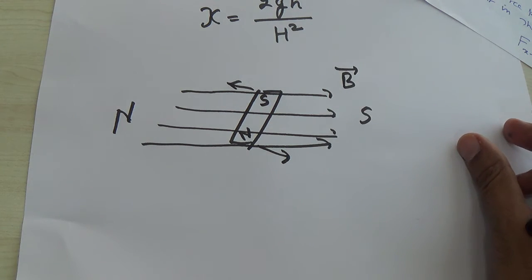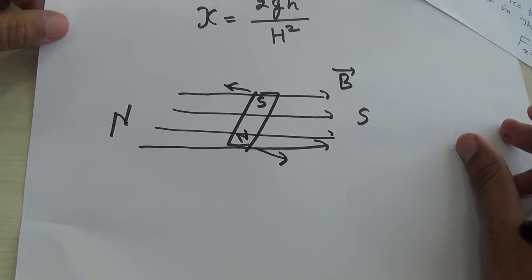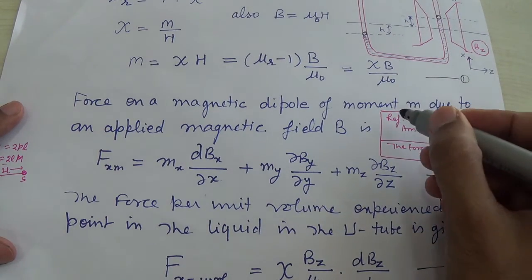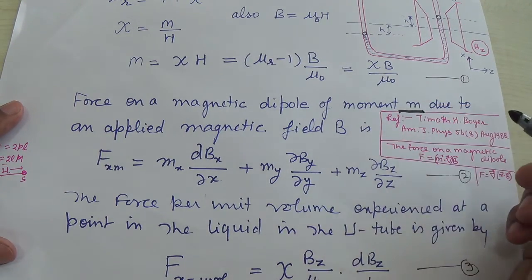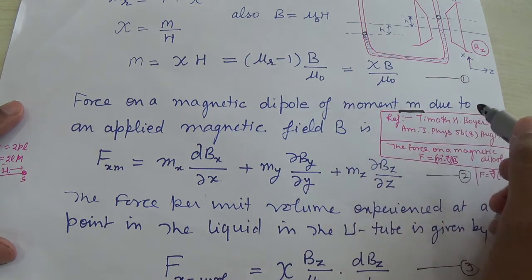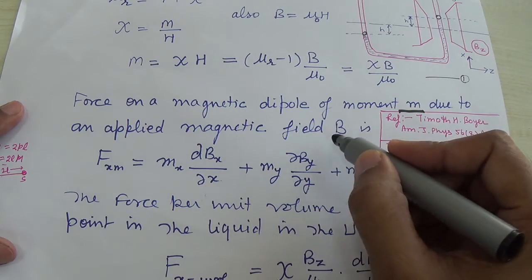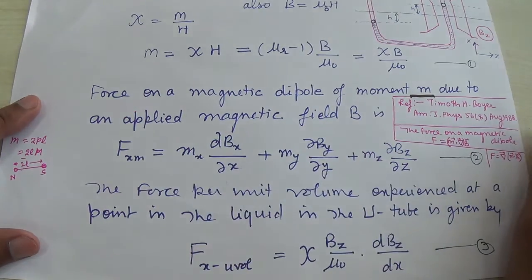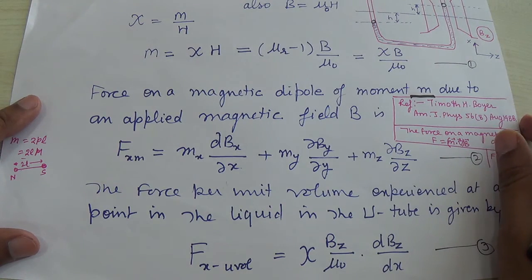By this way, similarly, we have to derive the result. Here the force on a magnetic dipole of moment M due to an applied magnetic field B is Fxm. Why am I writing Fxm?